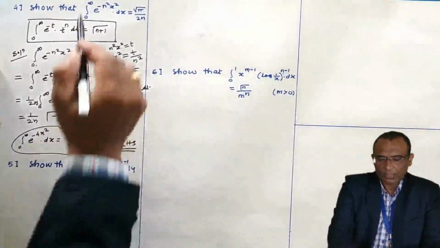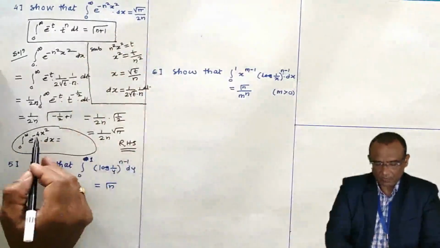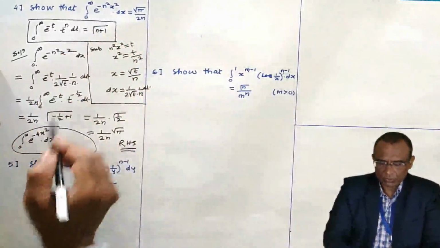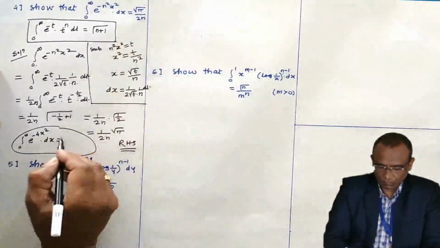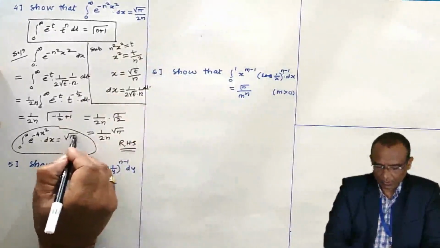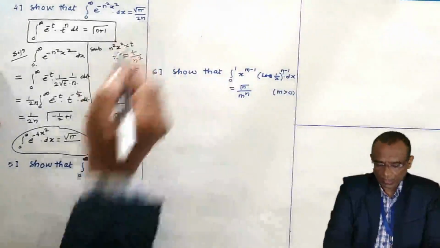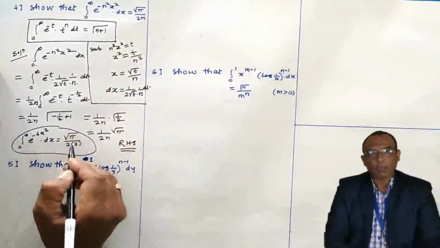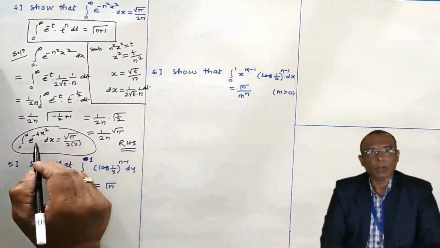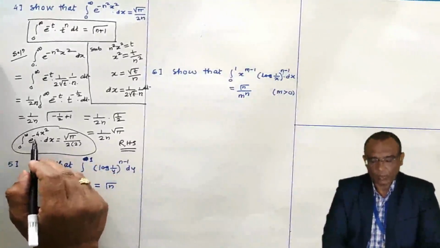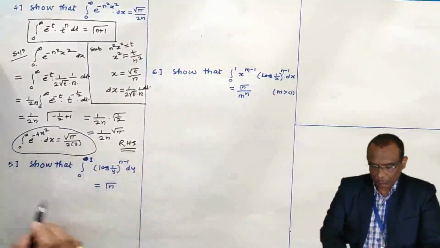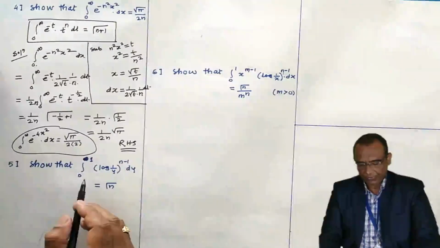See, here n square is 2 square, means n is 2. What will be the answer then? Root pi by 2n. N is 2 here. Means root pi by 4 is the value of this integral. Value of this integral is root pi by 4. Now, show that. Next problem.